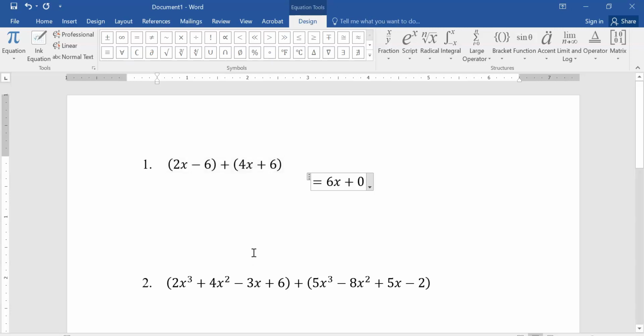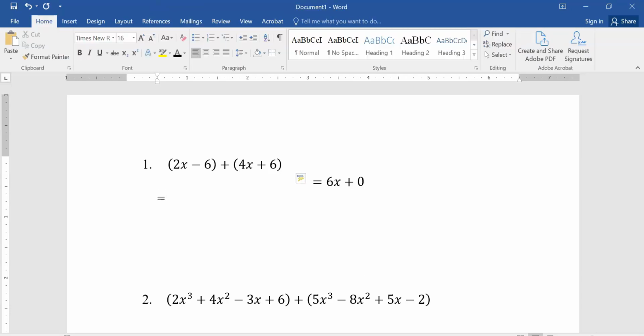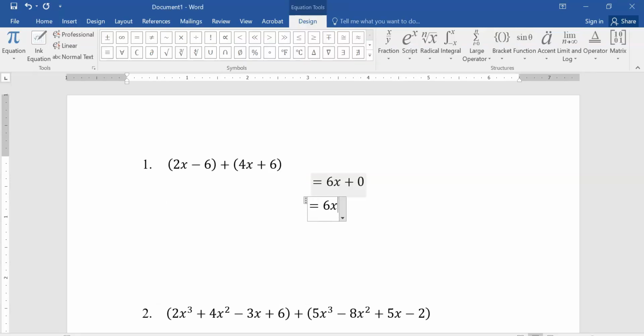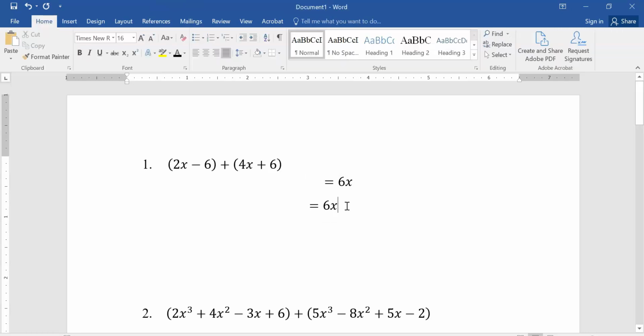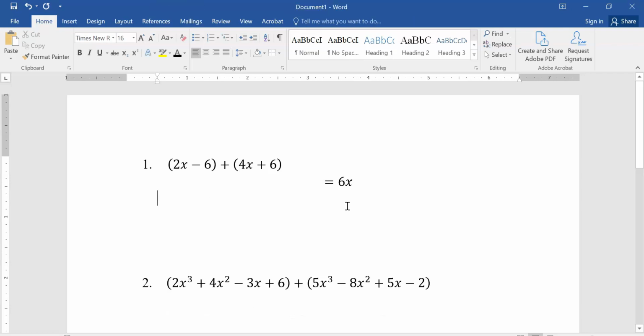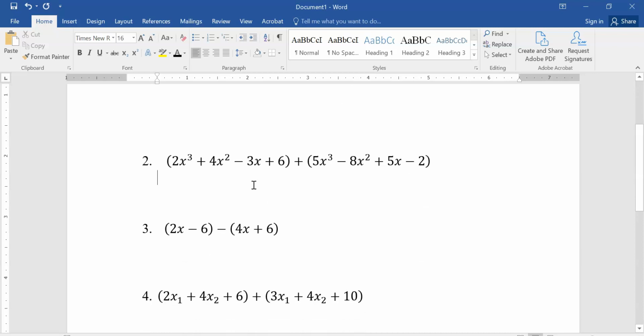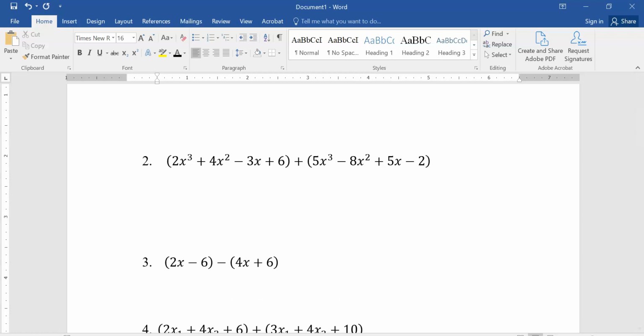So in this example, the answer would be 6x plus 0. Now, that plus 0 really doesn't need to be there, because when you add 0 to anything, it just goes away. So the final answer is simply 6x. All right, so that's the simplified form. If you want, go ahead and try problems numbers 2 and 3 on your own. Push pause on the video and try problems 2 and 3 on your own.